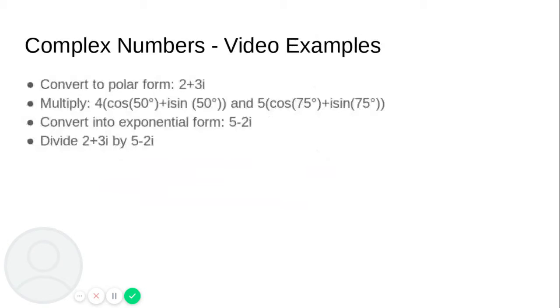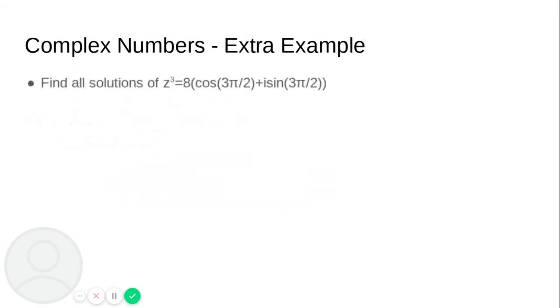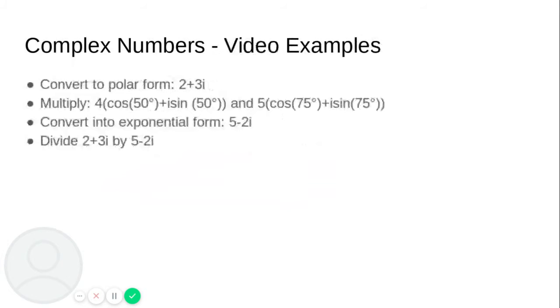So just for some examples, we're going to go over converting to polar form and then multiplying with polar form, converting to exponential form from rectangular, and then also dividing in rectangular form. And then for the extra example, which you can find in the description below, we're going to do a root question, so all solutions of that equation there. But first we'll do this.